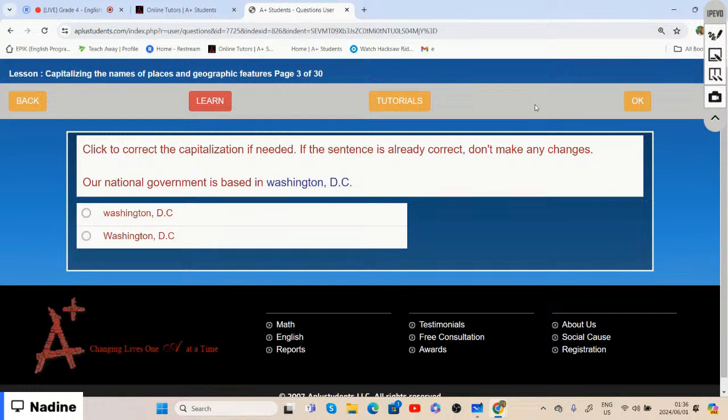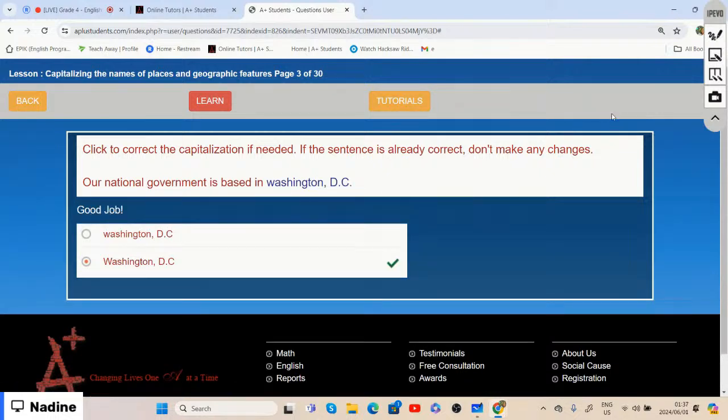Our national government is based in Washington, D.C. Is it the first option, Washington, D.C., or the second option, Washington, D.C.? So our national government is based in Washington, D.C. Is it the first option or the second option? And if we were to select the correct capitalization, or the correct spelling of the word, we would say it's Washington, D.C., option two.